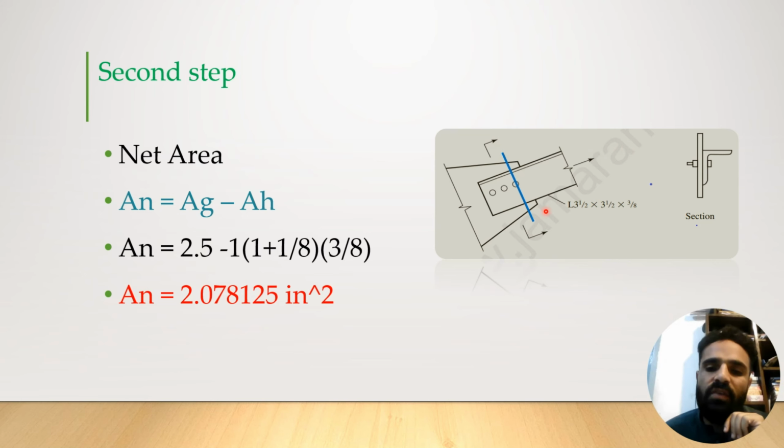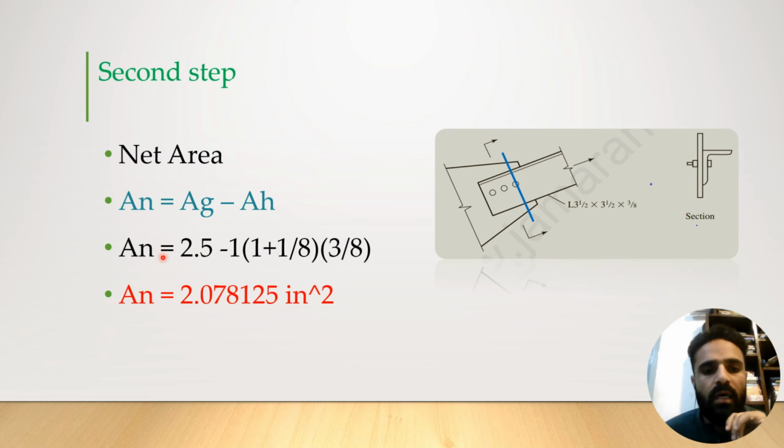So this will be the failure section, and the failure section occurs in one bolt. Remember this. Here the bolts are connected in this way in one line. So the failure will occur in the weakest bolt. So here this will be the failure plane. So the net area will be equal to the gross area minus the area of holes on the failure plane.